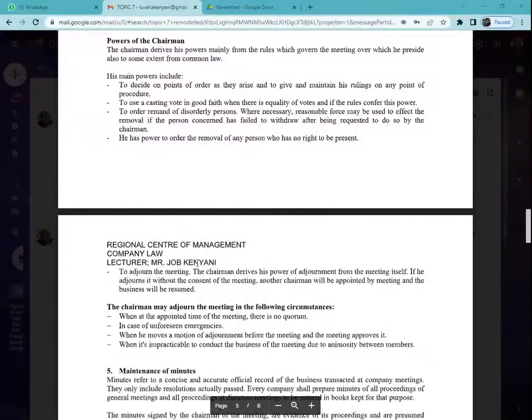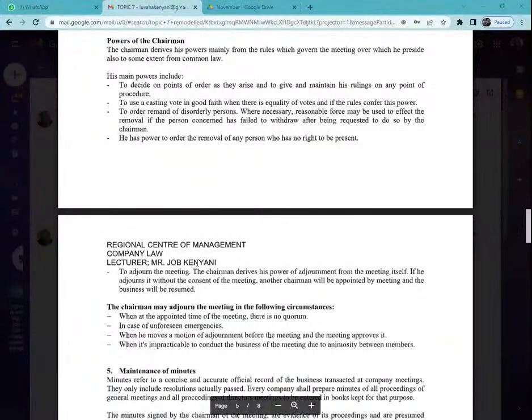When at the appointed time of the meeting there is no quorum, you can adjourn or postpone. In the case of unforeseen emergencies, like a disaster. When he moves a motion of adjournment and the meeting approves it. When it is impracticable to conduct the business of the meeting due to animosity between the members. You've seen sometimes in parliament, people are fighting, so the chairman of that meeting, the speaker, has to take control. If there's animosity whereby these people cannot sit together and deliberate on matters concerning the company, then you can decide to postpone that meeting.